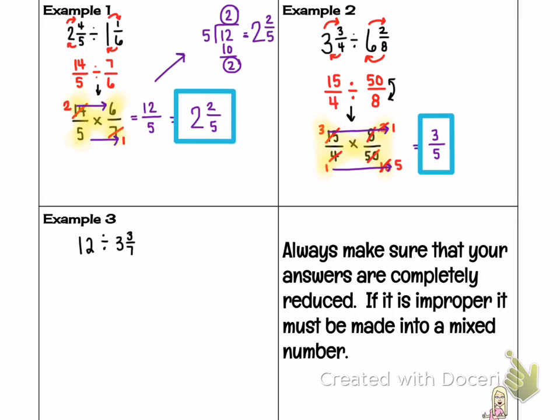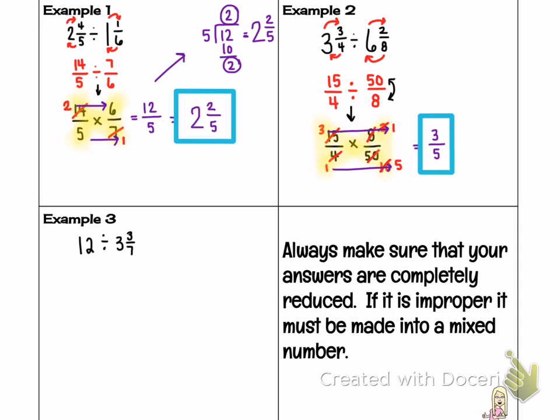Okay, let's do 12 divided by 3 3/7. What we're trying to find is how many times 3 3/7 goes into 12. So I want you to think about what your answer should kind of look like prior to solving this. Try it out, and then come back to see how you do.